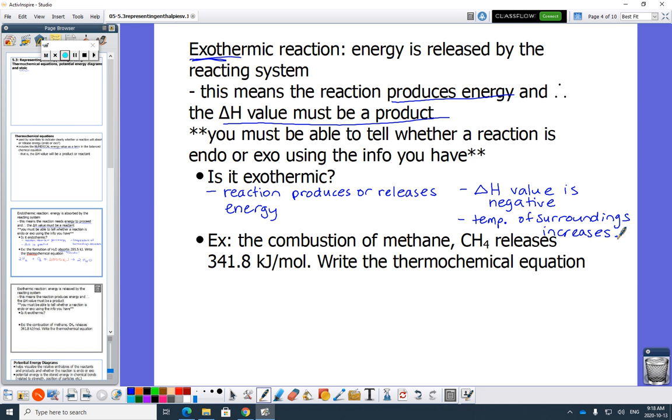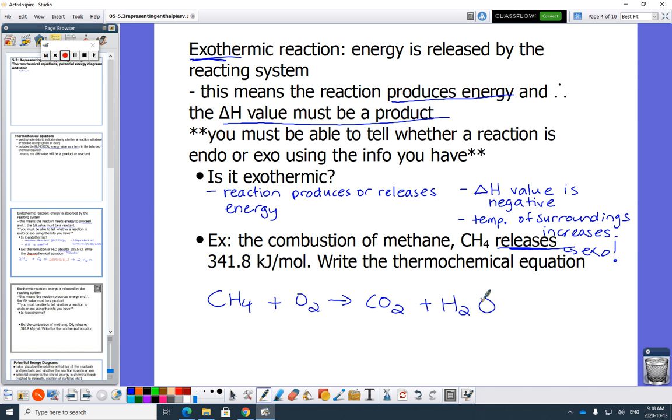So combustion is a classic exothermic reaction. There's lots of ways to tell. So in this question, we'll use the word releases. So it's exothermic. It does expect you to write the combustion reaction. So CO2 and H2O.